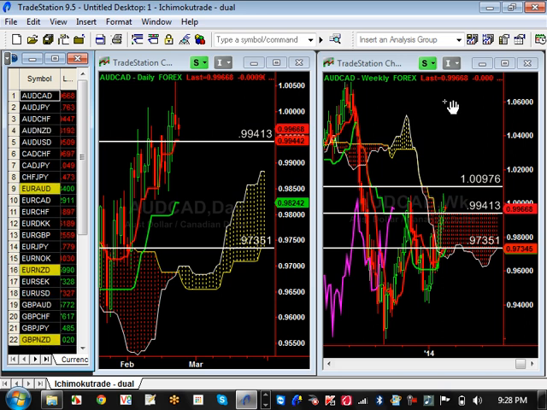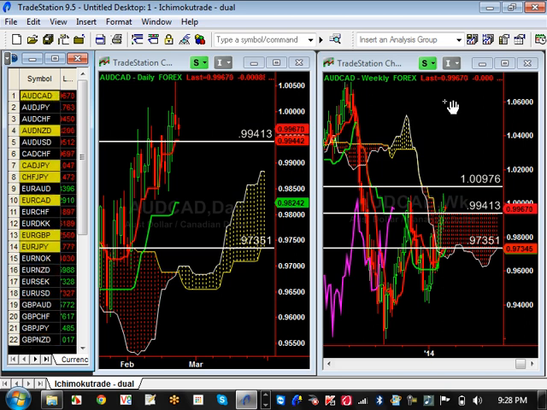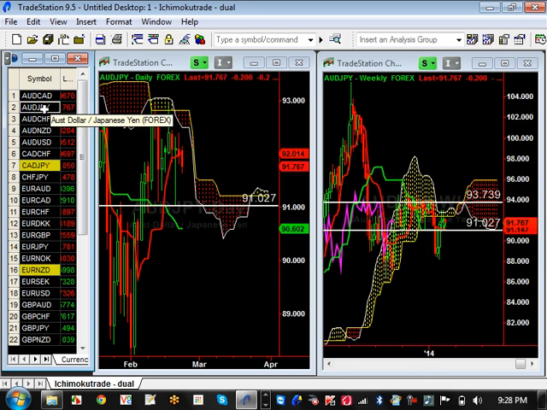Australian CAD was consolidating between two values right now, between 97.35 and 1.0097. Minor support on this one is going to be 99.141, but there's nothing really going on there at all.